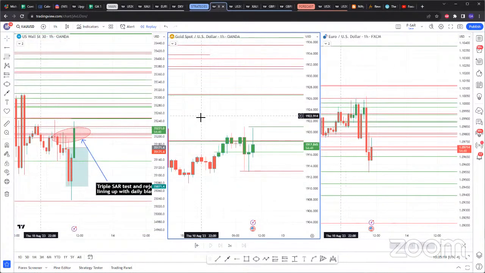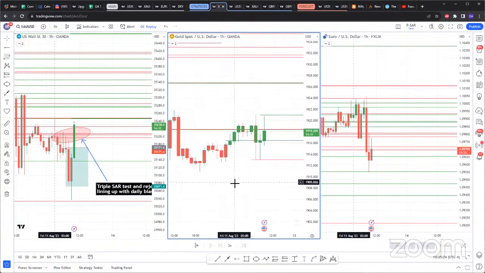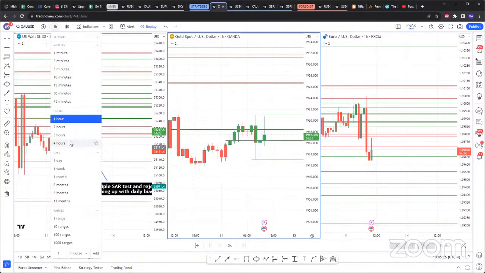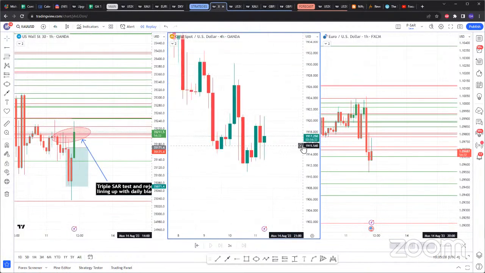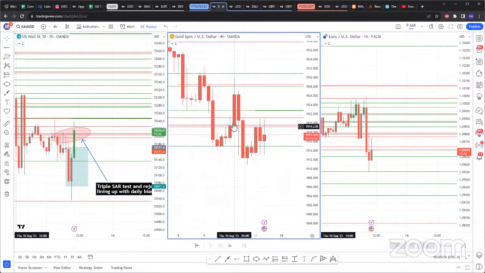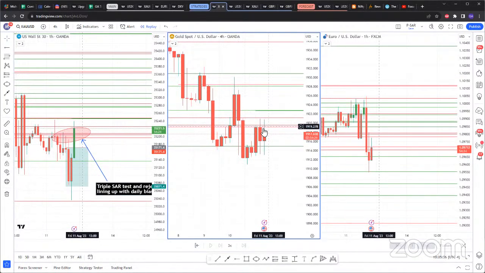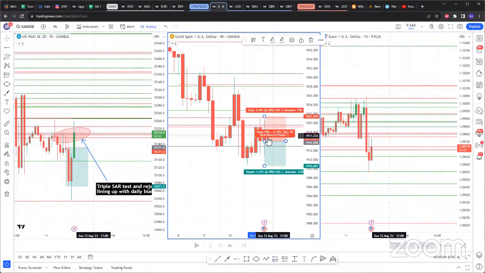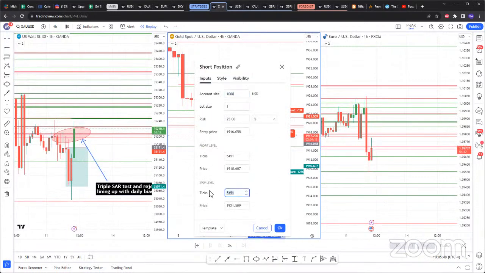On gold, unfortunately, today we didn't have any double. Not to say you can't trade a single SAR, you can, but for me, I would rather trade double SARs. So on gold, we had a double SAR right here. Where was that entry for the double SAR? So currently there's a trade active on gold for a double SAR right here. I'm not going to take it. I don't take trades on Friday.